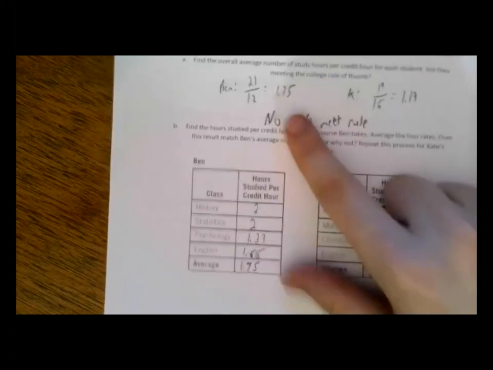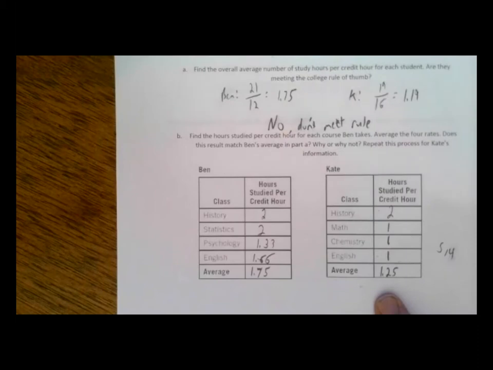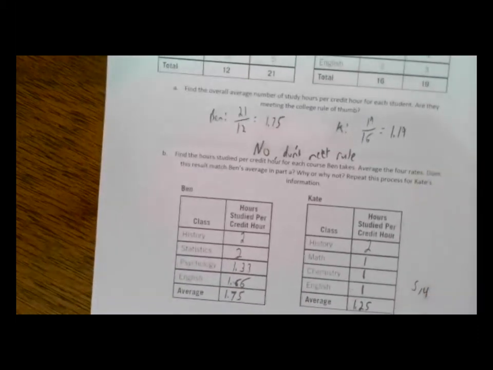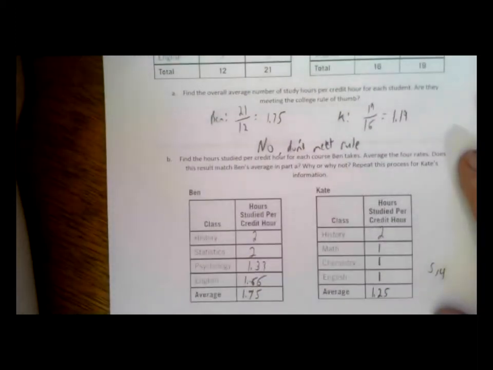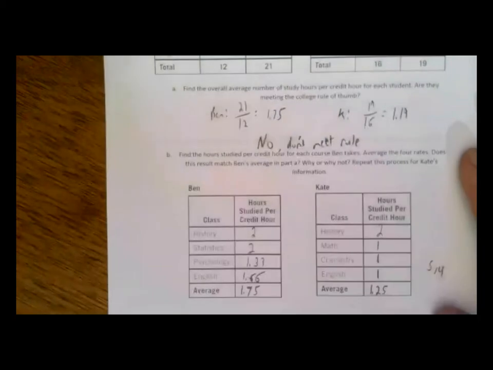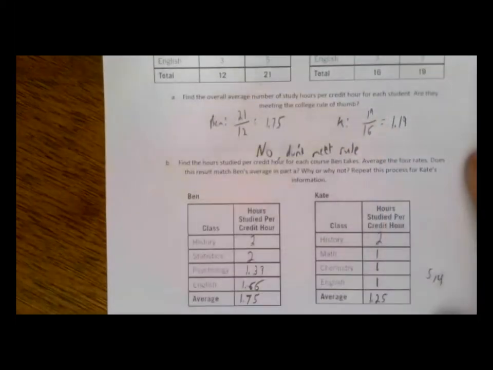So everything with Ben's looks good, right? It matches the average up here. But if we look at Kate's, it's 1.25, whereas up here it's 1.19. So we want to know, well, why is that different? If they're both averages, why do we have a different average down here than the one that we calculated in part A?